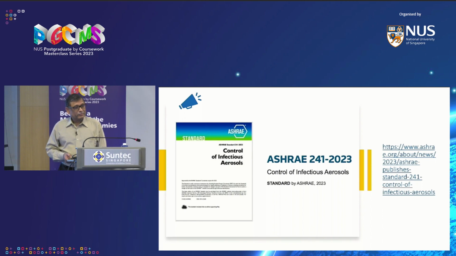I'm quite actively involved in this society, ASHRAE, with 53,000 members worldwide. Just last month, about 4 or 5 weeks ago, it produced the standard called ASHRAE 241. That's the number of the standard, Control of Infectious Aerosols. So this is the standard that's now available for the entire world, if designers and engineers were to refer to what they should do to make sure that their building design is resilient enough to handle a pandemic response. That's what this standard is about.